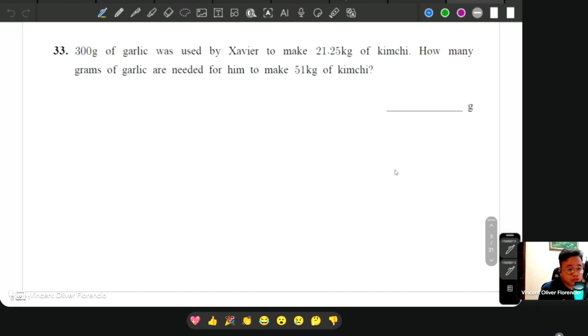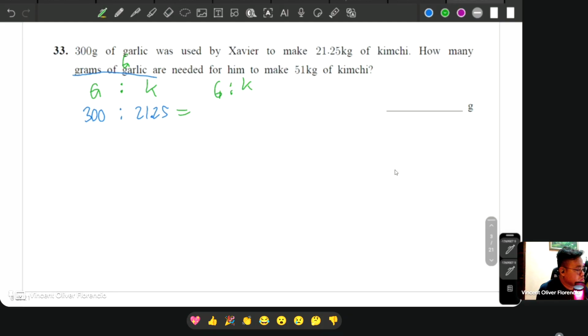This one here is still about ratio and proportion. So it says here that using 300 grams of garlic, you can make 21.25 kilograms of kimchi. This is the ratio of garlic is to kimchi. Now, the question is looking for how many grams of garlic. The one we're looking for here is G. It means to say the G is missing. So 300 is to 21.25 is equal to G is to K.